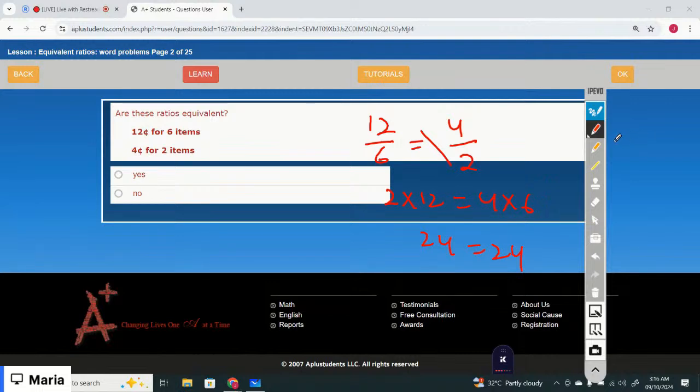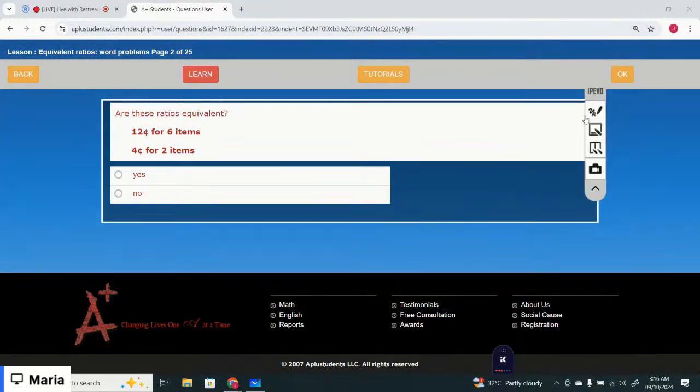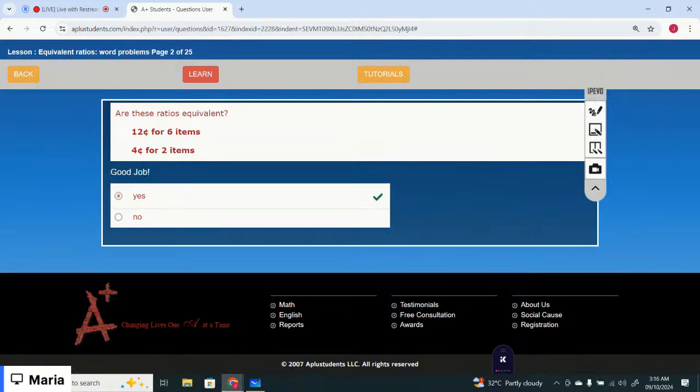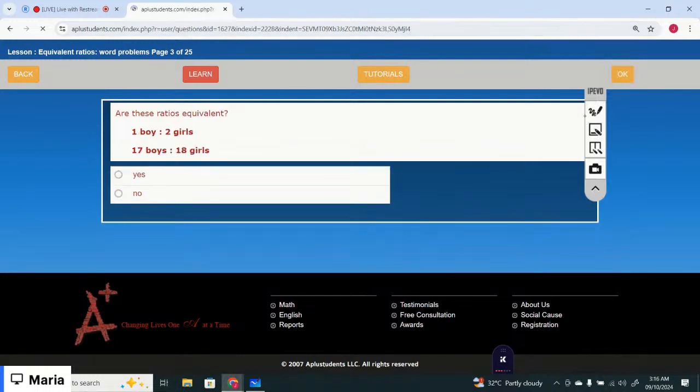Both sides are exactly equal. That means yes, these ratios are equivalent. Option number 1 is the correct option. Yes, it is. Got it? The correct option is yes. If you have any questions, please ask. I'm here to answer all your questions and confusions if you have any.